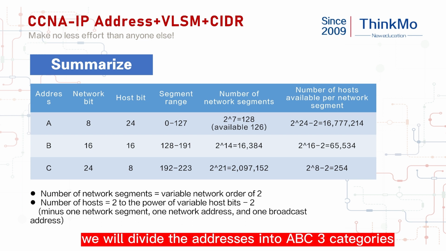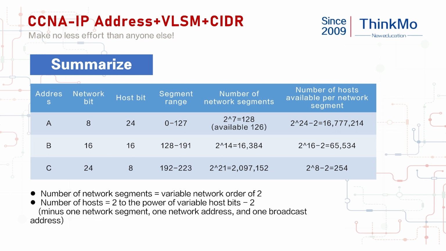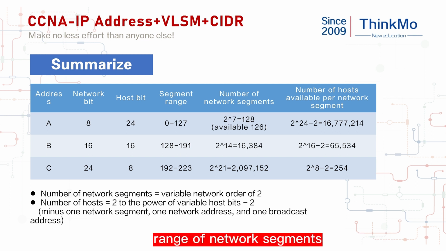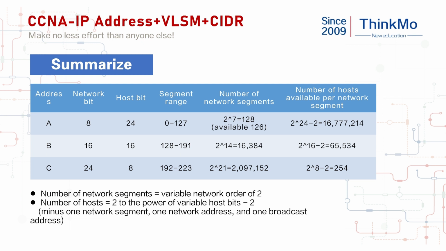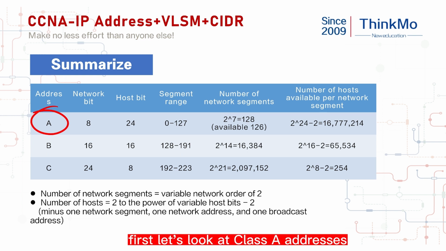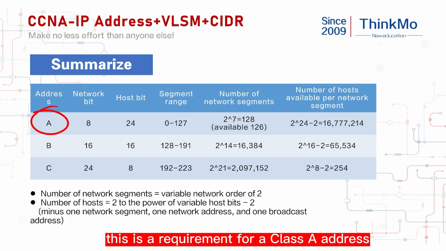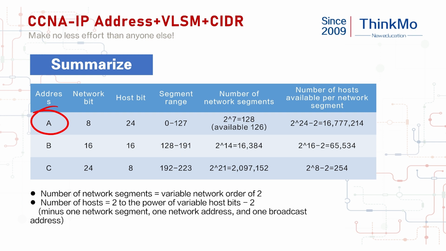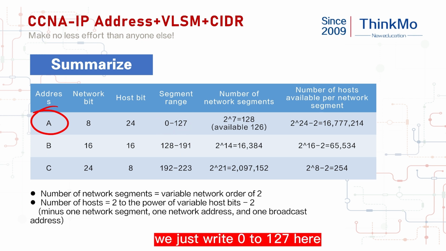We will divide the addresses into ABC, 3 categories. We're going to discuss their network bits together, host bits, range of network segments, number of network segments, and the number of available hosts per network segment. First, let's look at Class A addresses. Class A addresses have 8 network bits. Its host bit is 24-bit. This is a requirement for a Class A address. So you don't need to worry about these digits. The network segment range is 0 to 127. But actually available is 1 to 126. We just write 0 to 127 here.